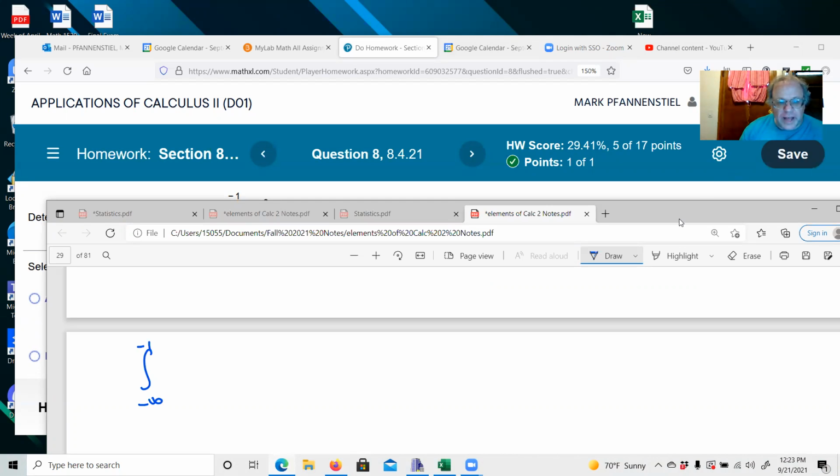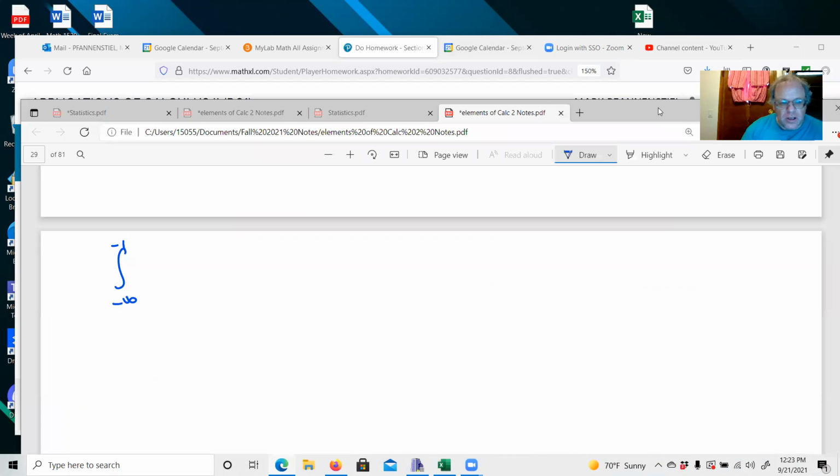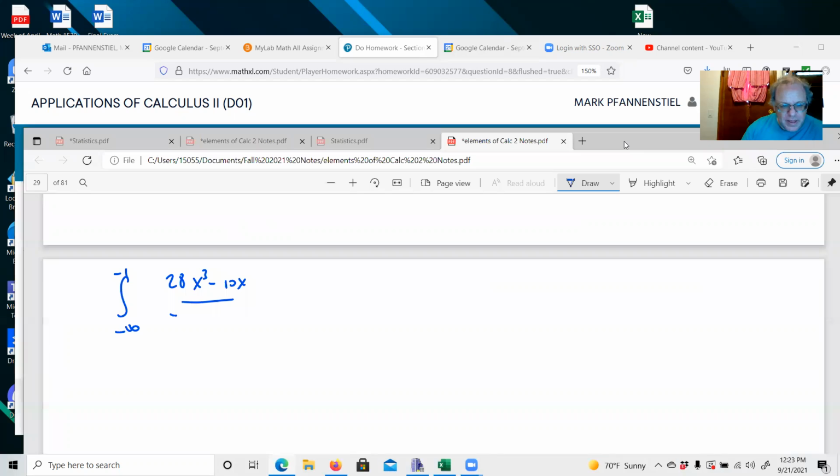What else are we doing here? We are integrating 28x cubed minus 10x divided by 7x to the 4th minus 5x squared. Okay, one thing we do have to worry about.